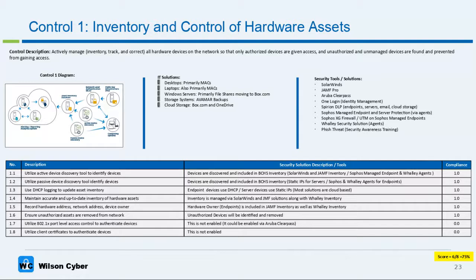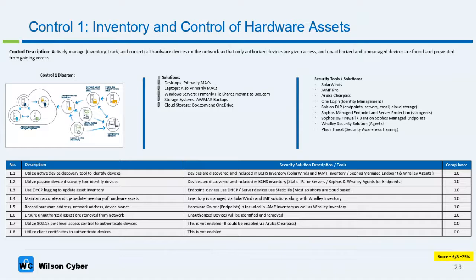for each of the 8 subcontrols: utilize active device discovery tool, utilize passive device discovery tool, utilize DHCP logging, maintain an accurate up-to-date inventory, report hardware assets, network address, device owner, ensure unauthorized assets are removed, utilize 802.1x port level access control, and utilize client certificates. You can see the actual solution that was implemented by this company plus their partner Wally.